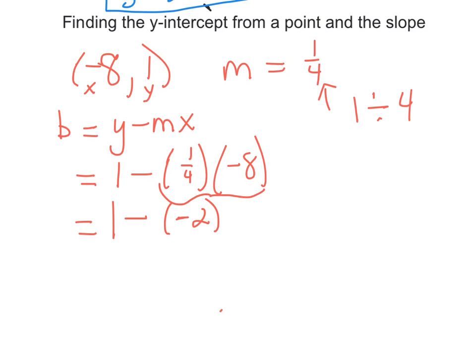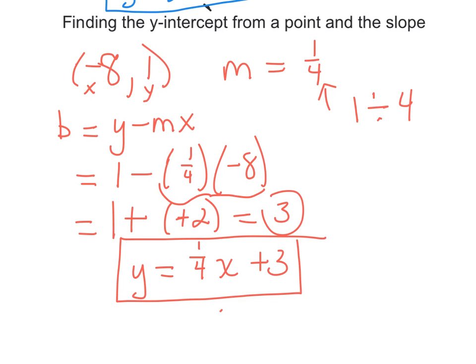When we have 1 minus a -2, the minus and negative cancel out, and it just turns into a nice happy addition problem. 1 plus 2 just equals 3, so that's our b value. And if we had to write the equation of this line, it's y equals m times x plus b. There you go. Hope this helped.